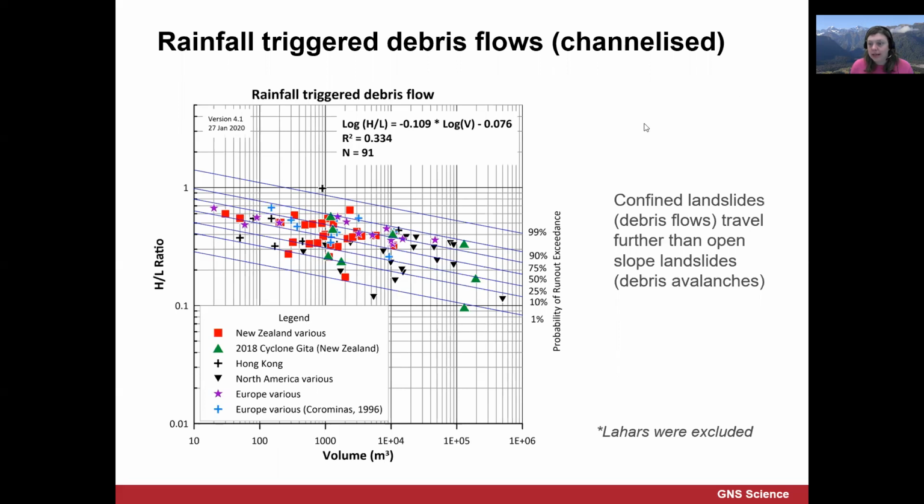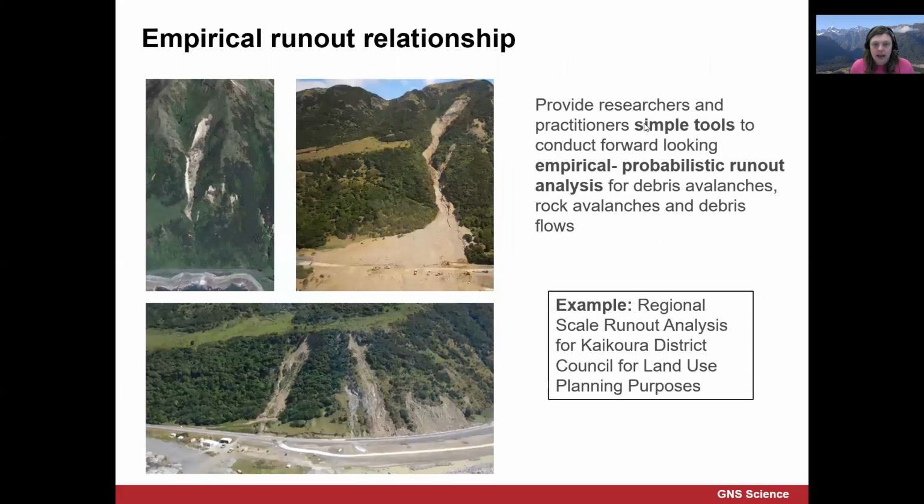So we had these four main data sets, and we then tried to apply this on a regional scale. We wanted to provide researchers and practitioners with simple tools with which to conduct forward-looking empirical probabilistic runout analysis for debris avalanches, rock avalanches, and debris flows. And so I'm just going to show you an example now where we've applied this for the Kaikoura District Council for their land use planning purposes.